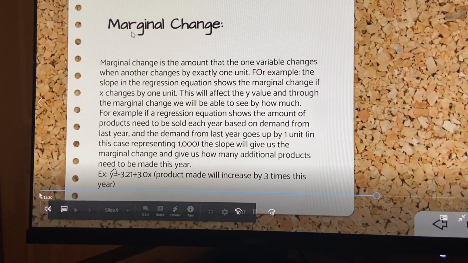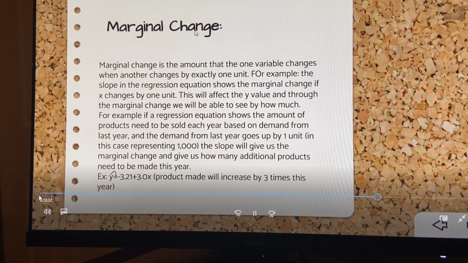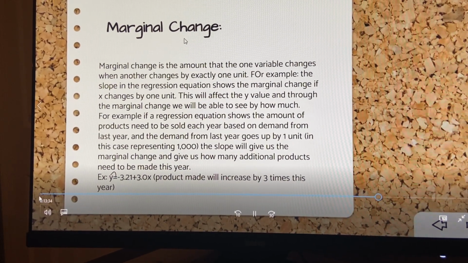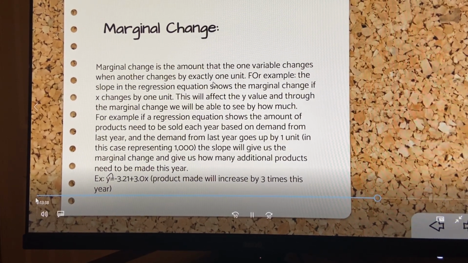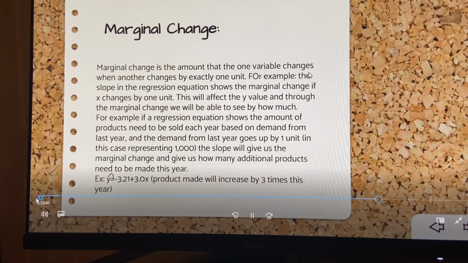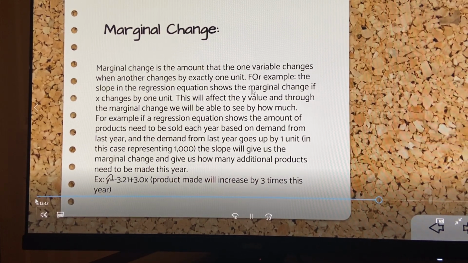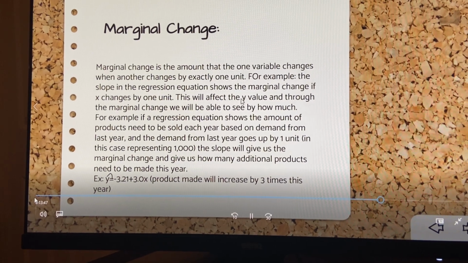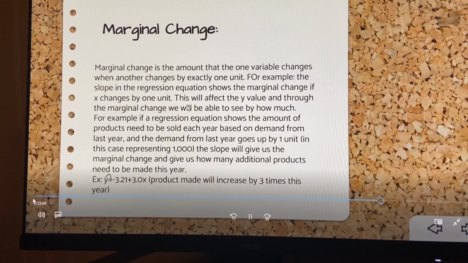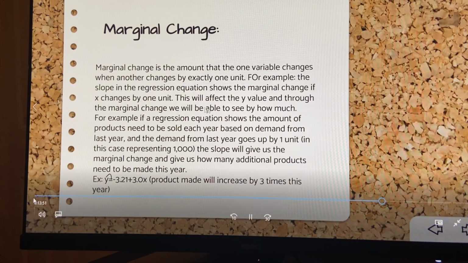Okay, in this chapter, you're going to come across marginal change. What is marginal change? It is the amount that one variable changes when another changes by exactly 1 unit. For example, the slope in the regression equation shows the marginal change if x changes by 1 unit. This will affect the y value, and through the marginal change, we will be able to see by how much.